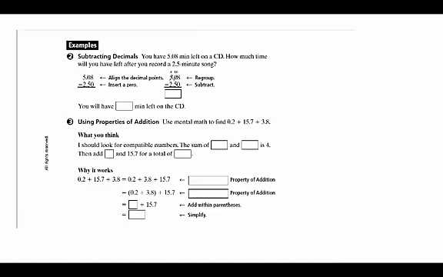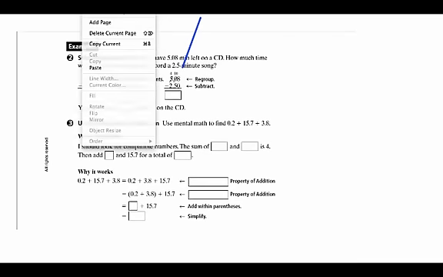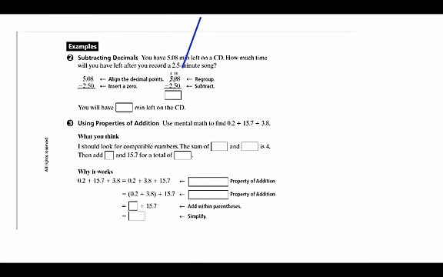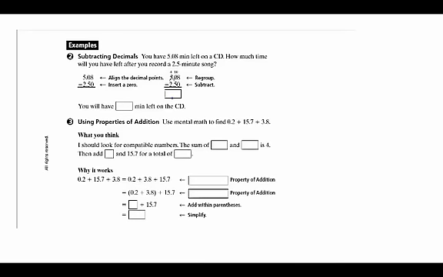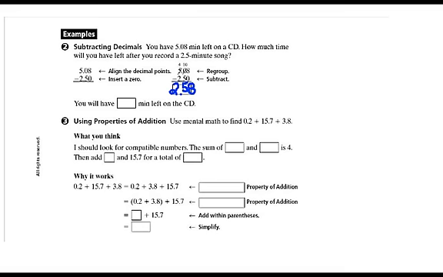Again, when you're subtracting, I would strongly encourage you to bring the decimal point right straight down in your answer. So your decimal point would be right here. 8 minus 0 is 8. Because we've borrowed, we have 10 minus 5, which is 5. And 4 minus 2 is 2. You will have 2 and 58/100 minutes left on the CD.